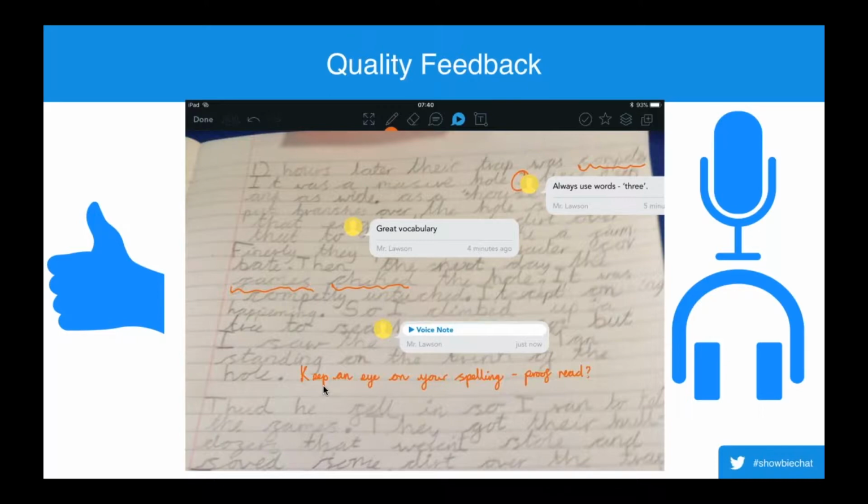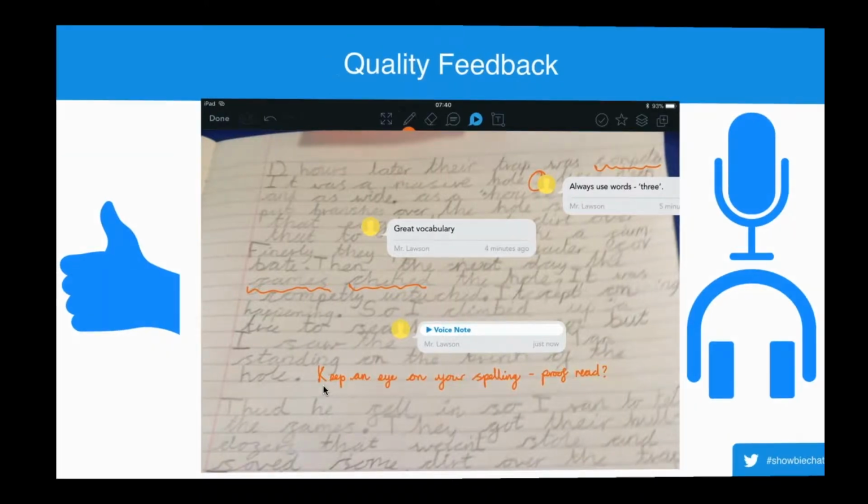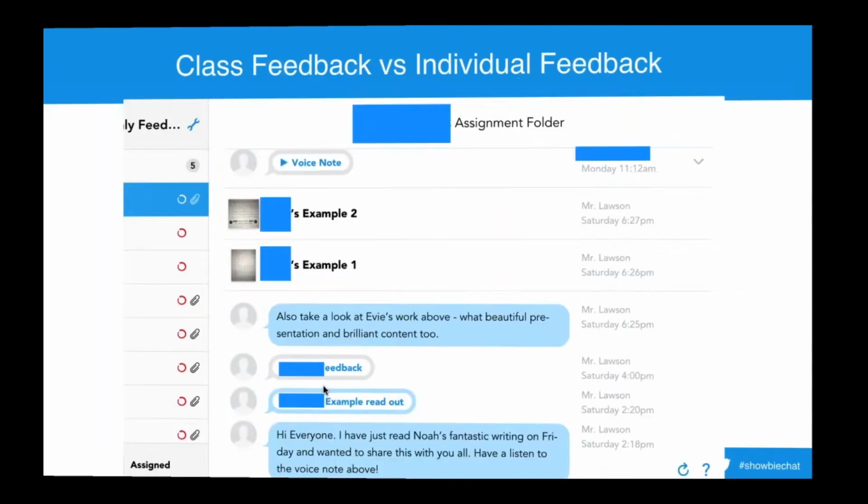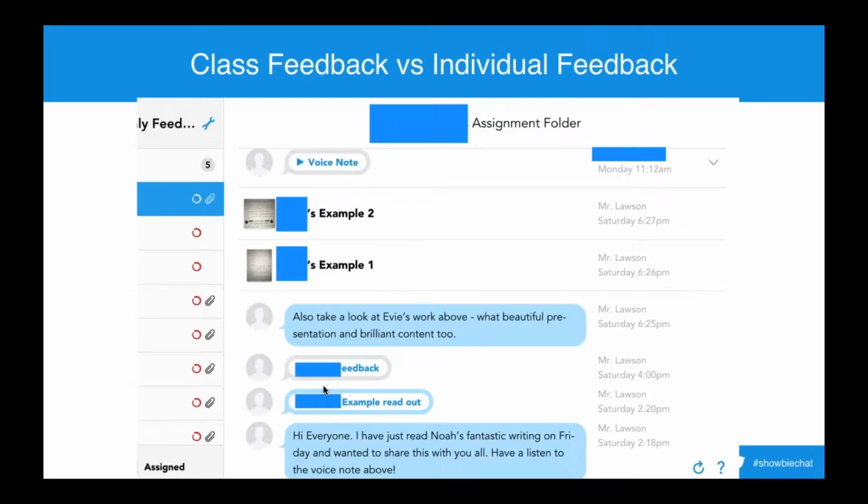So one of the major things with regards to feedback, which is different, is class feedback and individual feedback. So I've got an example here. I'll show you another live example in a second. But here we've got me talking to the whole class. So, hi everyone, I've just read Noah's fantastic writing on Friday and just wanted to share this with you all. But instead of taking a photo of it, I actually read it out with expression so that child could hear what their published work was like.